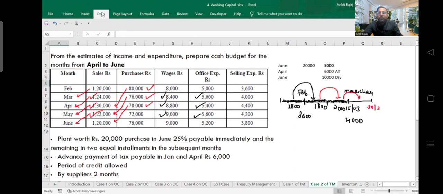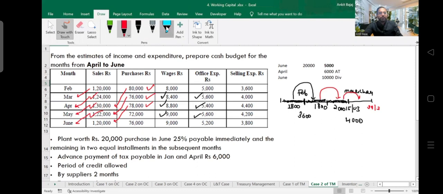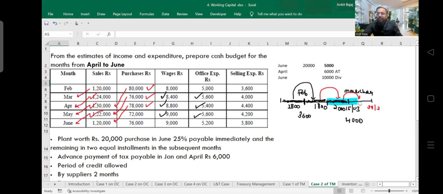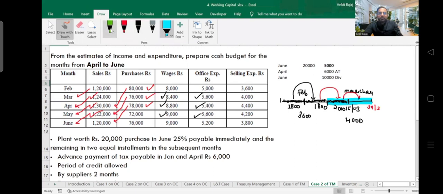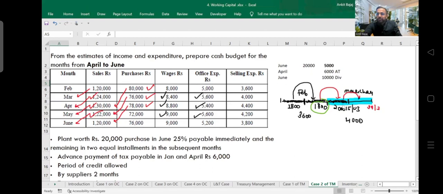Now, if I talk about only the month of March, listen to me very carefully. What payments are you making in the month of March? 1,800 payment you will be making in the month of March, right? And this 2,000 payment you will also be making in the month of March. So 1,800 plus 2,000, the total is going to be 3,800, right?